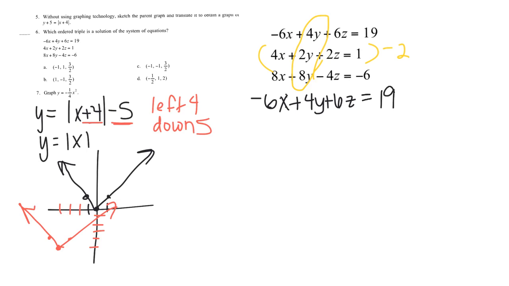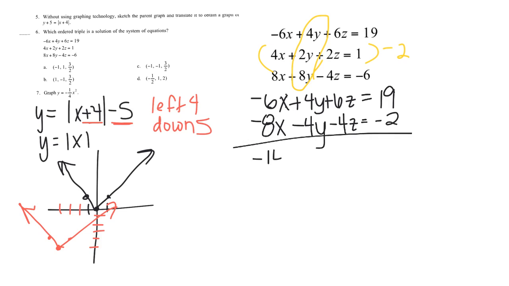Now we're going to multiply the second equation by the negative 2, so I get negative 8x minus 4y minus 4z equals negative 2. And we get negative 14x. The y's cancel, that was the whole goal. 4 minus 4 is 0. Plus 2z equals 17. That's our equation 4.